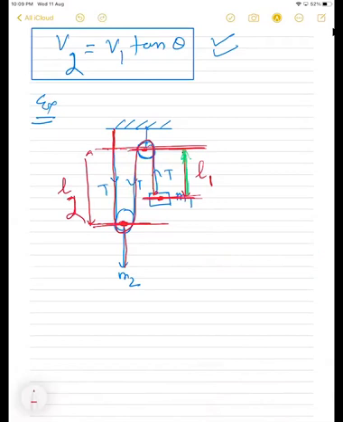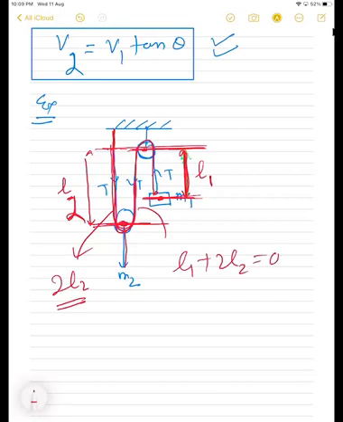This side we have taken as L2, right? And this one we have taken as L1. If you take this part and this part, what is the length of the string? That is L2. So this total length of the string, this length and this length together, how much is it? 2L2, and this is L1, right? So you can write L1 plus 2L2 is equal to constant. Correct? Now understood all?